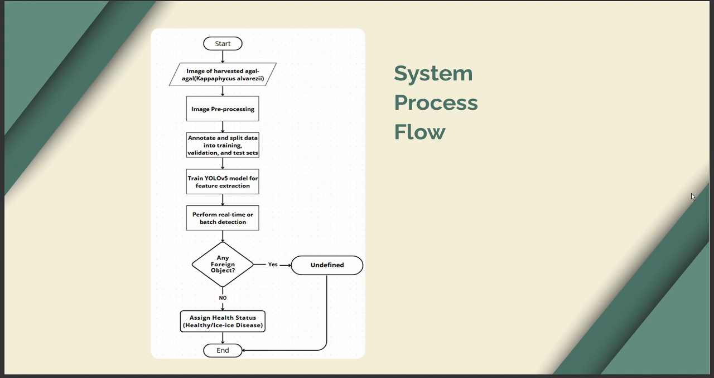Next is the system process flow. This flowchart shows the step-by-step process of detecting ice disease in agal-agal using the YOLOv5 based system. It starts with capturing an image of the harvested seaweed, followed by pre-processing to prepare the image. The data is then annotated and split into training, validation, and test sets. The YOLOv5 model is trained to extract values and used for either real-time or batch detection.